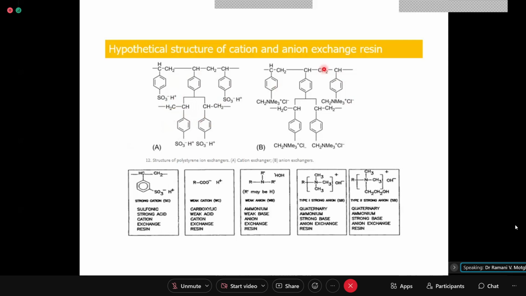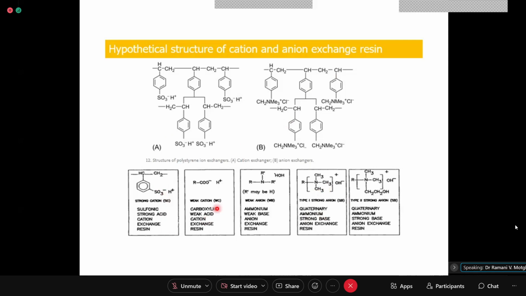Okay, then you have again a polystyrene, but this one has the quaternary ammonium chloride. You have CH2, then N, then the methyl groups, where the structure is here. This is CH2, this is CH2N, CH3 thrice, overall positive charge, and OH minus. Quaternary ammonium strong base anion exchanger resin. So these two structures you should know, one of this and one of this.